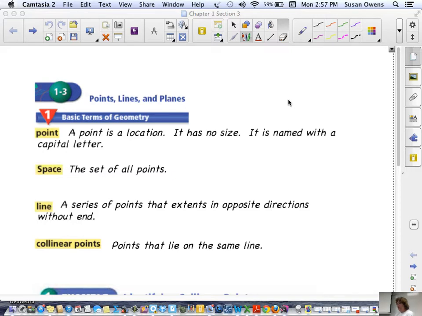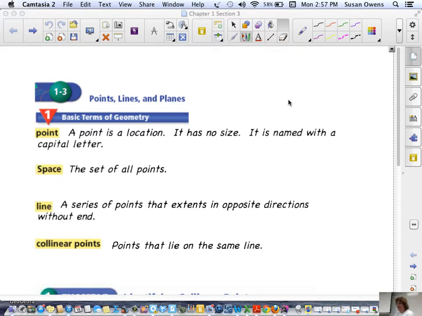So we start out with three things that actually do not have a definition. Even though they're in yellow and they look like definitions, these are really just a way so that we can talk about geometry. They're an understanding, but they are not definitions.